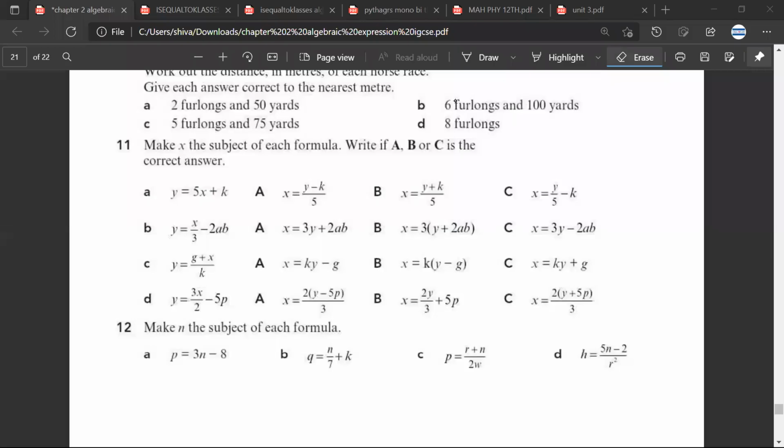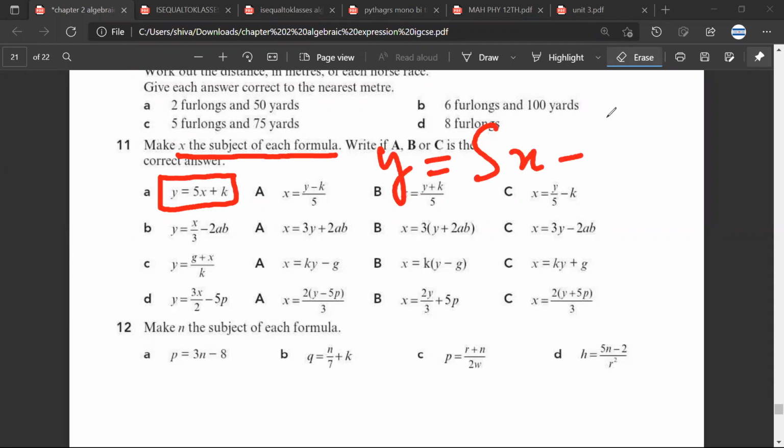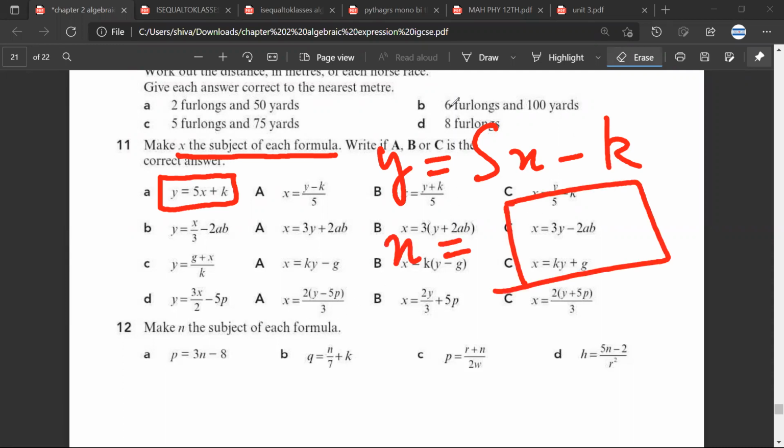Okay. So Mr. Satya, make x the subject of each formula. For example, very simply what it means is, the equation is y is equal to 5x minus k. Now I want to do something so that it becomes x is equal to something. Mr. Satya, have you understood? Yes, sir. Now how I do this is I'll require basically some good practice in algebra.